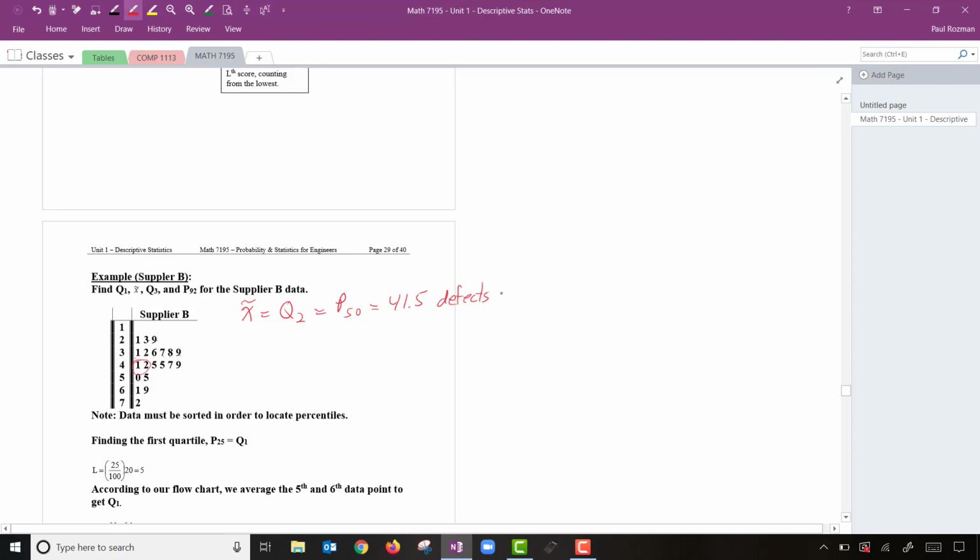And these were defects in groups of 50 boards. Now, the new way we'll do this is we will locate the position of this. So in this case, we're looking for the 50th percentile. So 50% of however many there are in the list, 20 items. 50% of 20 is 10. Now that's a whole number.